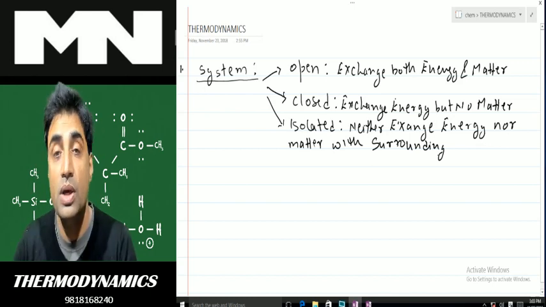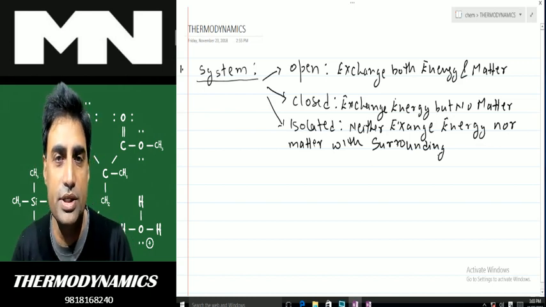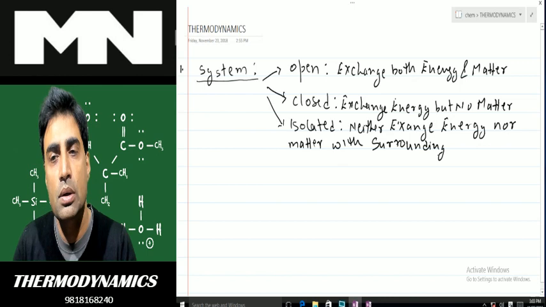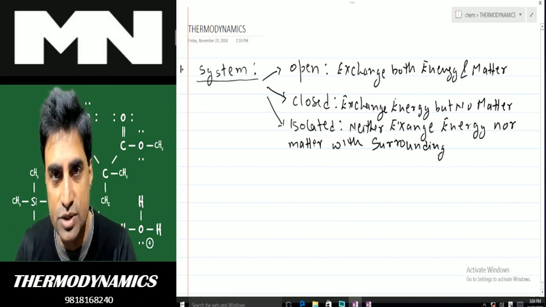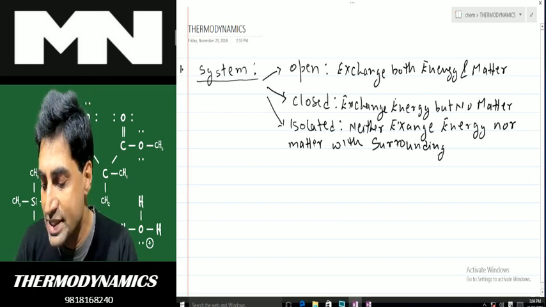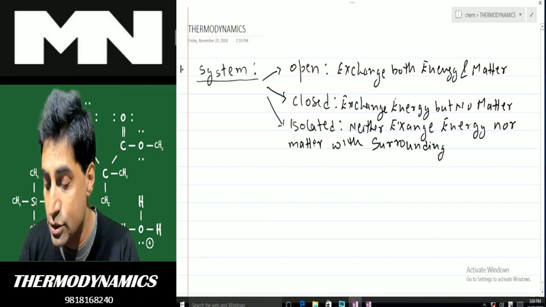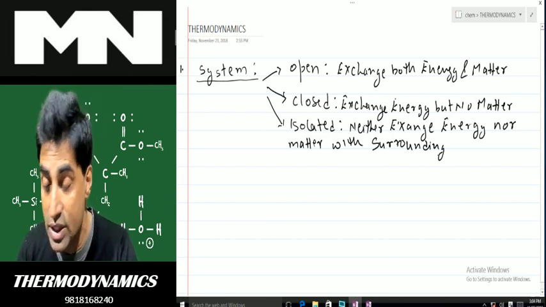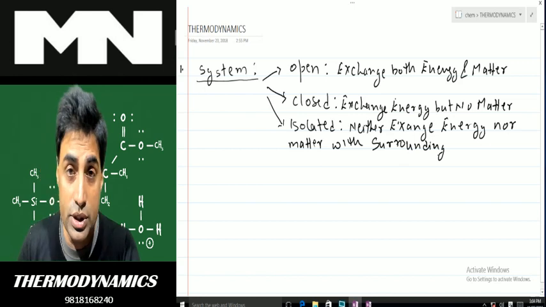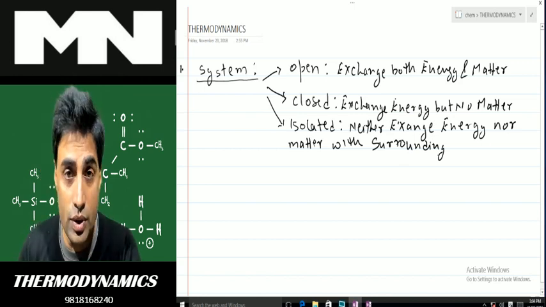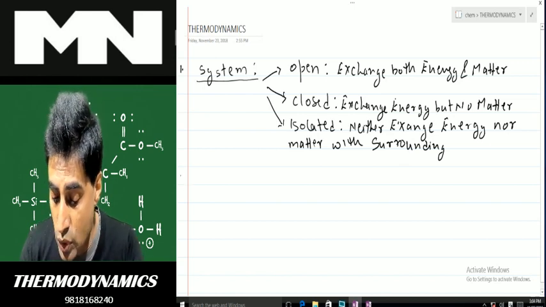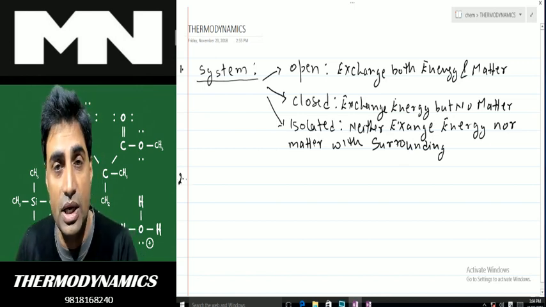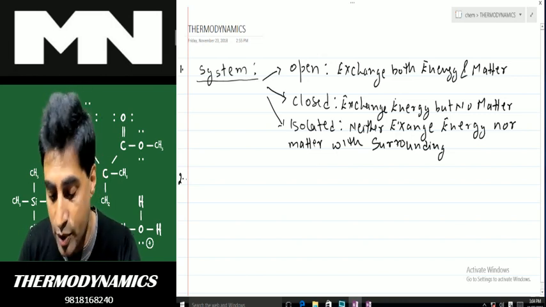So again, the part of universe under thermodynamic consideration is known as system. The rest of the whole universe is surrounding. We have three different types of system, that is open, closed and isolated. Open can exchange both energy as well as matter with the surrounding. Closed can exchange energy but no matter with the surrounding, and isolated can neither exchange energy nor matter with the surrounding. Now the question that comes to our mind is: what are the other thermodynamic properties? So before starting with the thermodynamics chapter proper, we'll see these thermodynamic properties.